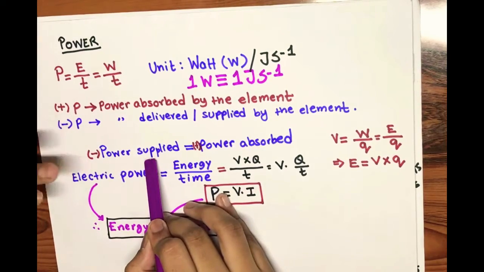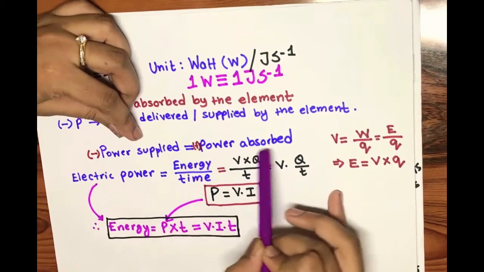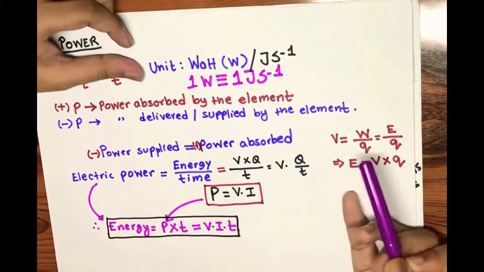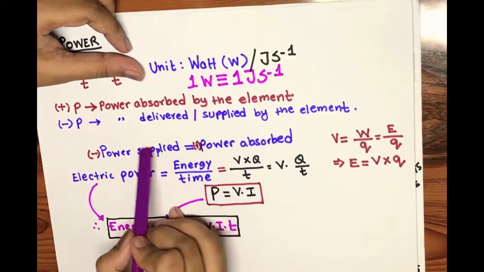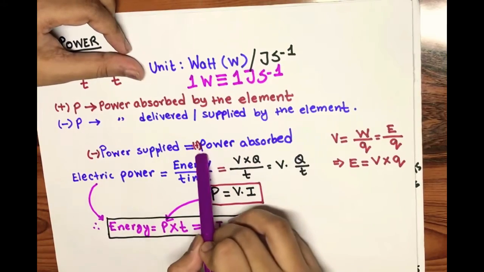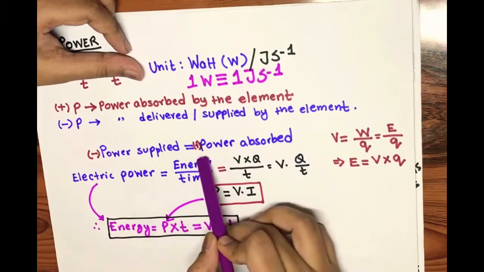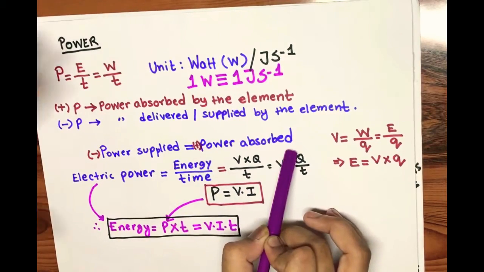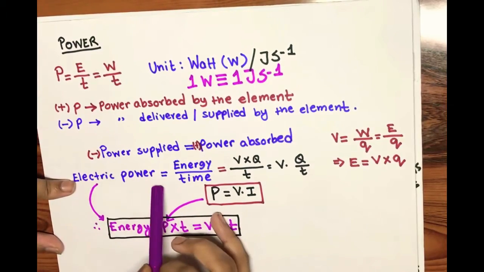For any electrical circuit, at any instant of time, power supplied must be equal to power absorbed. Now we can see here there are signs. Why? Because we all know that power supplied is negative power and power absorbed is positive power. So negative power supplied must be equal to positive power absorbed. Here is the equation for electric power.